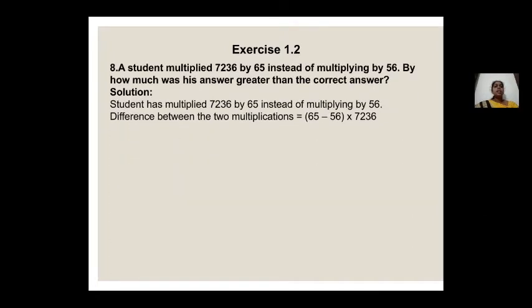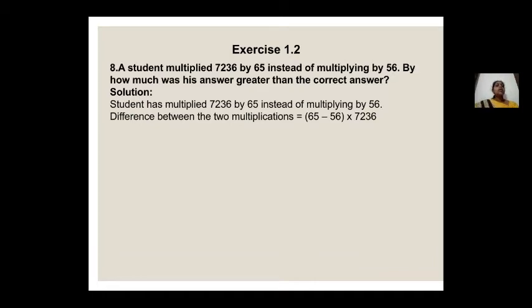A student multiplied 7236 by 65 instead of multiplying by 56. By how much was this answer greater than the correct answer? Here the question is, a student has multiplied 7236 with 65. He had to multiply with 56. So what he did, and you have to find how much greater the answer is than the correct answer.